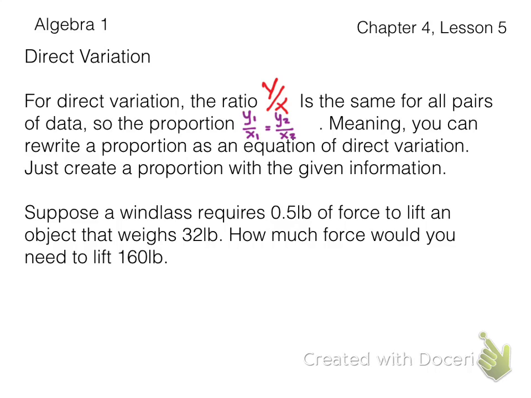So a windlass is kind of like a crank, and it allows you to lift things with less force. So if you're trying to lift a heavy thing, like say a 32-pound object, you're not going to have to use 32 pounds of force to lift it. The windlass will actually allow you to use less force to pick up a heavier item. So suppose a windlass requires 0.5 pounds of force to lift an object that weighs 32 pounds. How much force would you need to lift a 160-pound object?